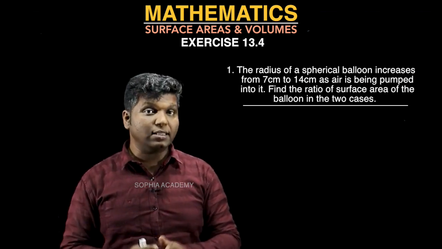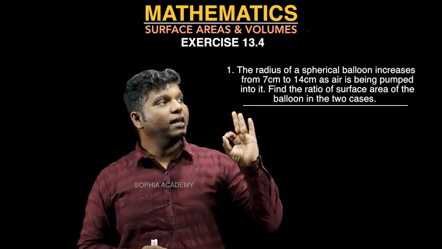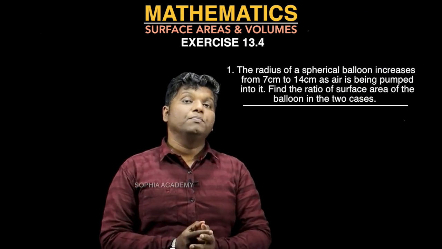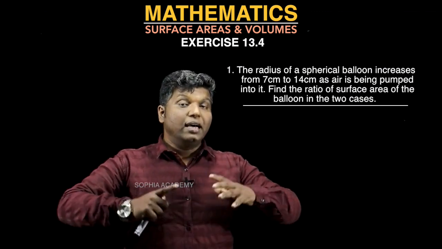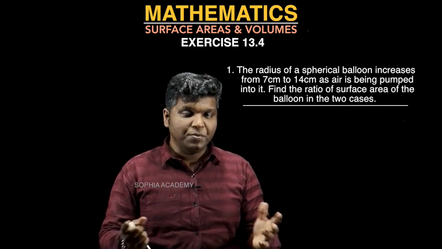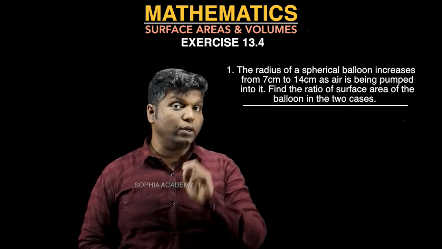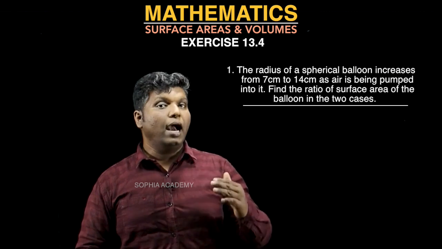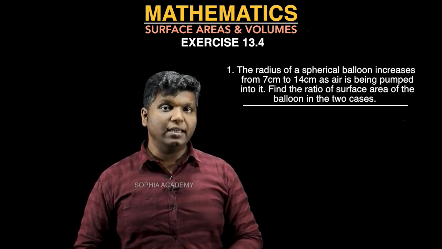So actually there are two cases. In case 1, the balloon is 7 centimeter in radius, and now if you are trying to fill the balloon with air, if you are trying to inflate the balloon, what happens is the radius increases. You know that gradually the radius will increase, right? So now the radius increased and it reached 14 centimeters. So there are two radii. One is the initial radius, that is 7 centimeter, and after filling with air the final radius is 14 centimeter.